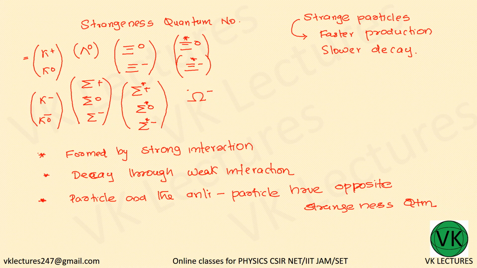Now one good example is K plus. K plus has the strangeness quantum number equal to 1 and its antiparticle is K minus. So K minus will have the strangeness quantum number equal to -1. This is one example of the last point we discussed. The particle and antiparticle have opposite strangeness quantum number.